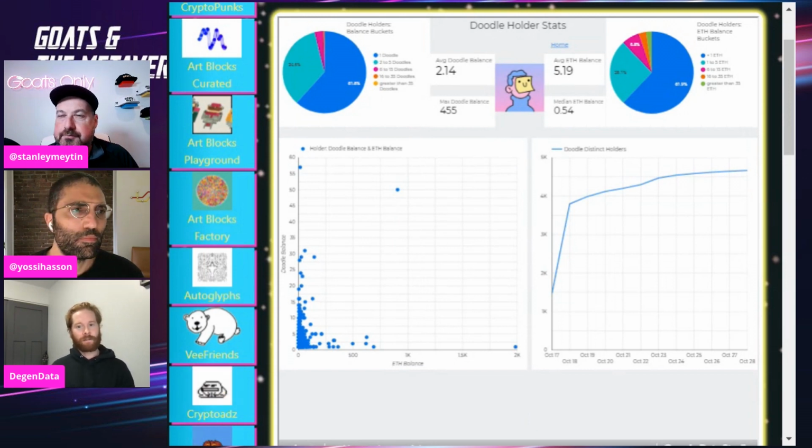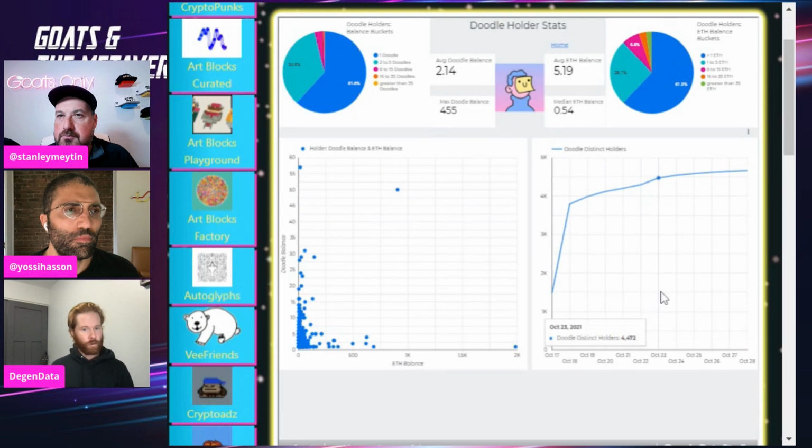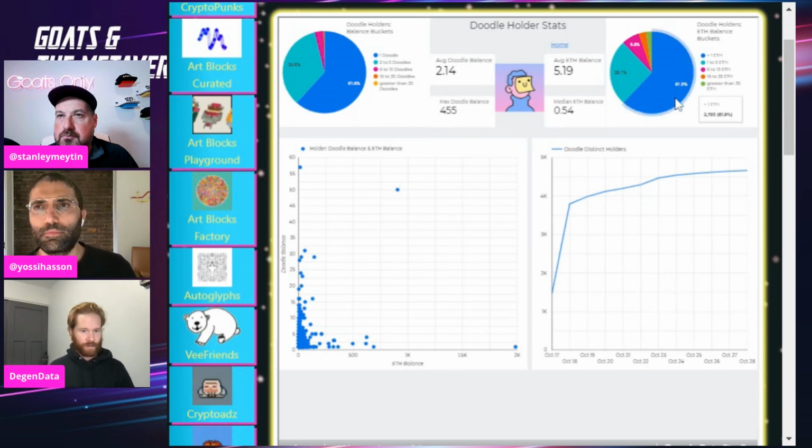And then on the other side, you have the ETH balance bucket. A little over half of the wallets have under 1 ETH. And then the scatter plot on the left shows the distribution of wallets that hold Doodles and their ETH balance. You can see one outlier on the right has an extremely high ETH balance but a low Doodle balance. And vice versa, there's one wallet that has a lot of Doodles and a lower ETH balance.